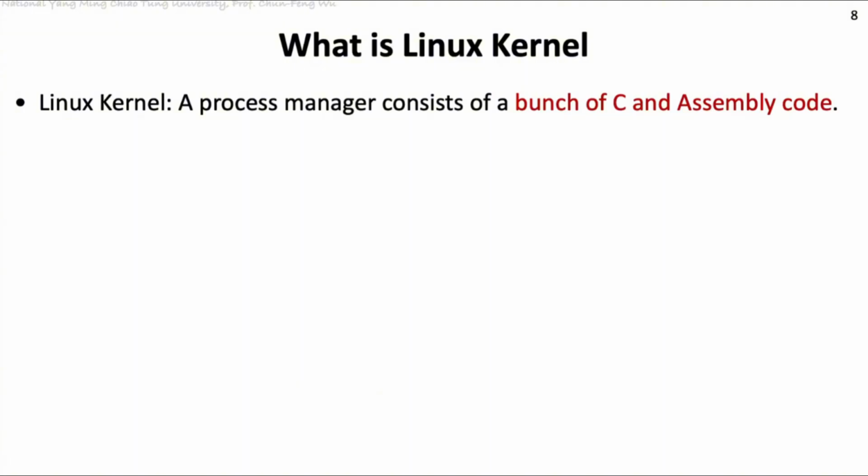If you still remember, what's the definition of software? Software is just a bunch of programs, like data and instructions, they're all called software, right? The same goes for the Linux kernel. The Linux kernel is a bunch of C and assembly code.